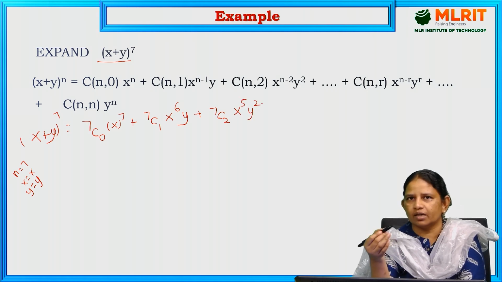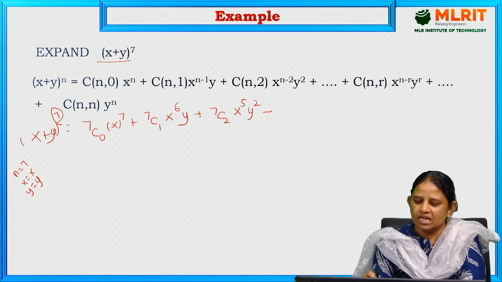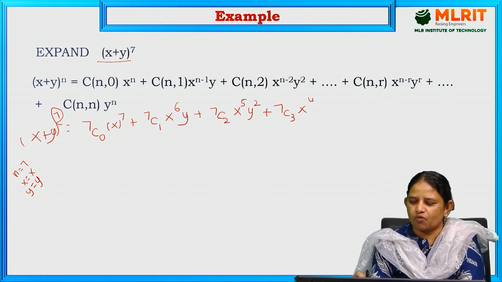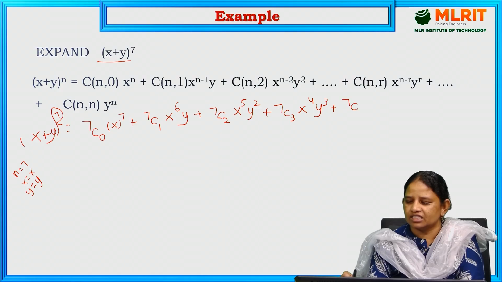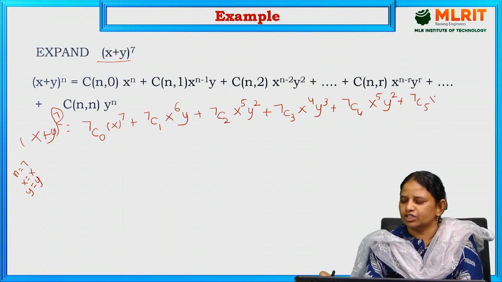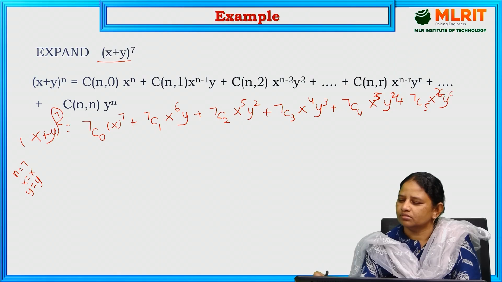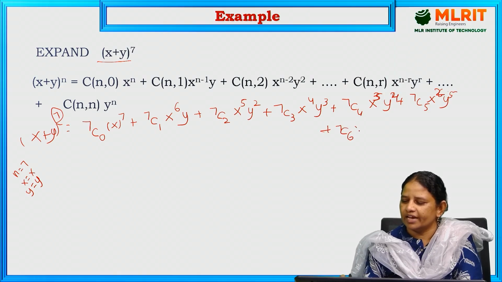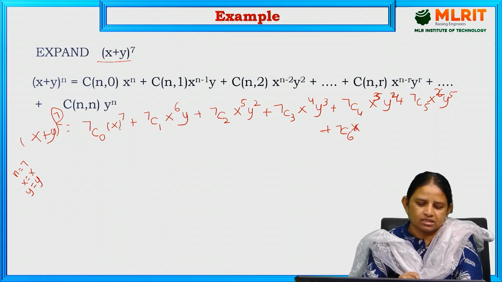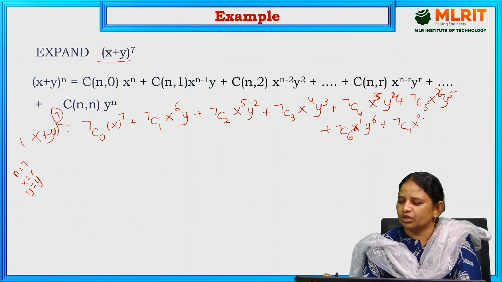How many terms we need to expand? Up to 7 terms. Because the power is n, we need to expand up to 7 terms. 7c3 x to the power of 4 y cube plus 7c4 x to the power of 3 y to the power of 4. 7c5 x square y cube, y to the power of 5 plus 7c6 x to the power of 1 y to the power of 6 plus 7c7 x to the power of 0 y to the power of 7.